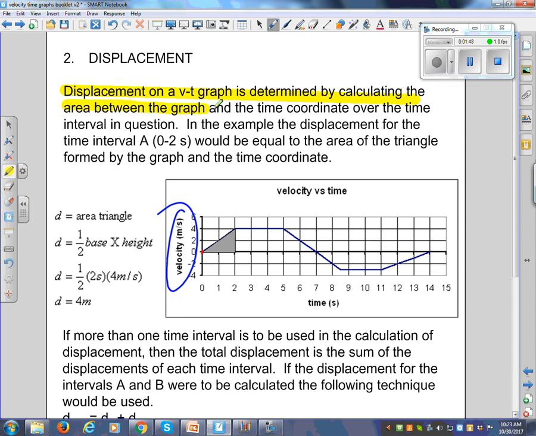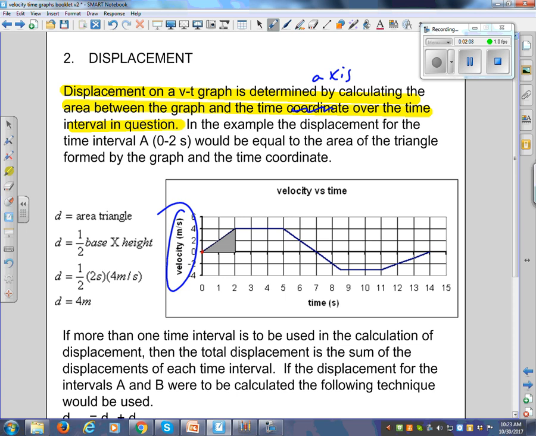Calculating the area between the graph and the time coordinate. And I always regret having the word time coordinate in there. I would prefer to say time axis. So it's the area between the graph and the axis. Now you might hear me say area under the graph. That's the calculus in me speaking out.